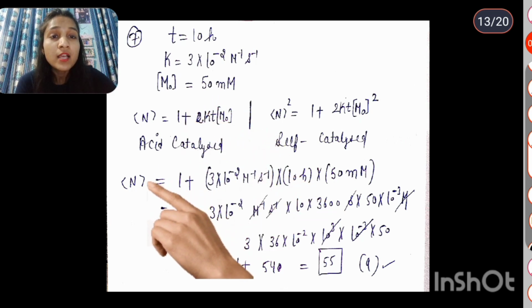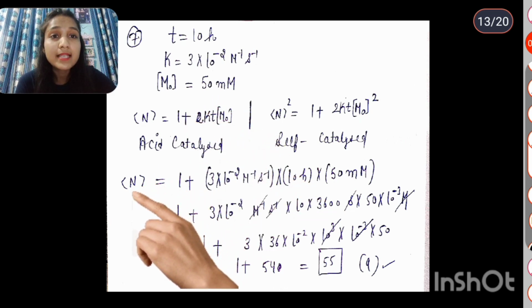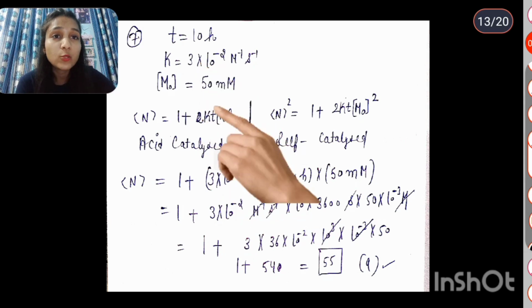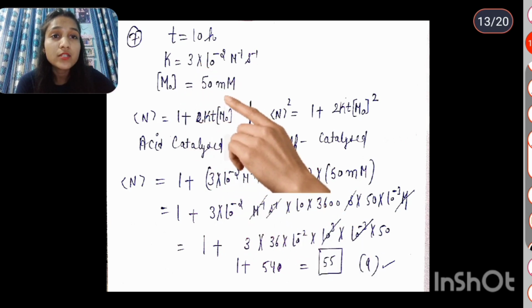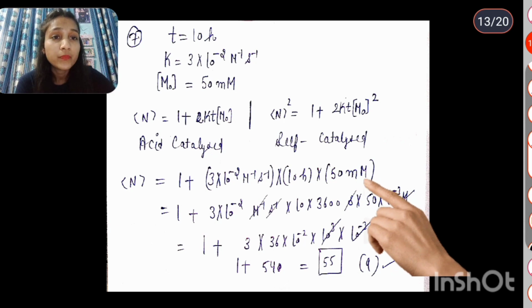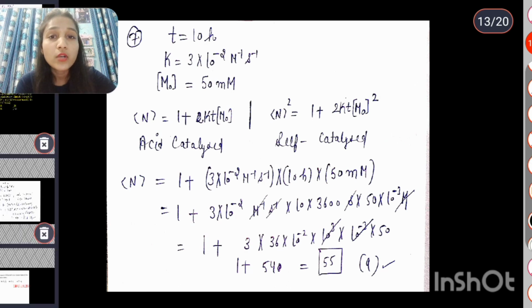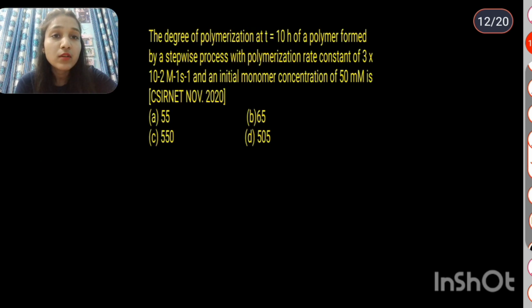So these are the two formulas that are very important, and in this case we are using the acid catalyzed formula. So to calculate the degree of polymerization, N, it is 1 plus the value of K, the rate constant given as this, t value is 10 hour, and initial concentration is 50 millimole. Now change the hour into second by multiplying it with 3600 seconds and millimole into molarity by multiplying it with 10 to the power -3. After doing these conversions, we come with the answer as 55. So the correct answer for this question is option A, that is 55.